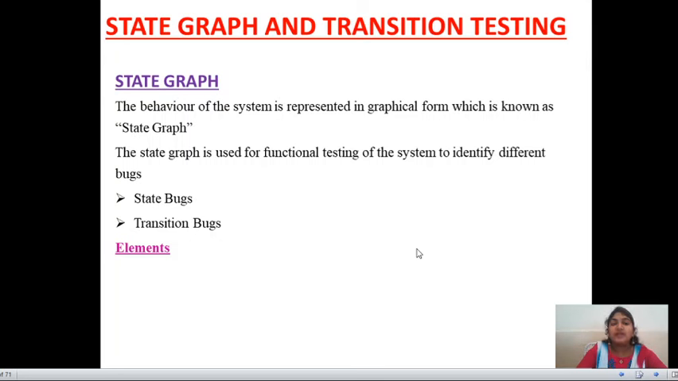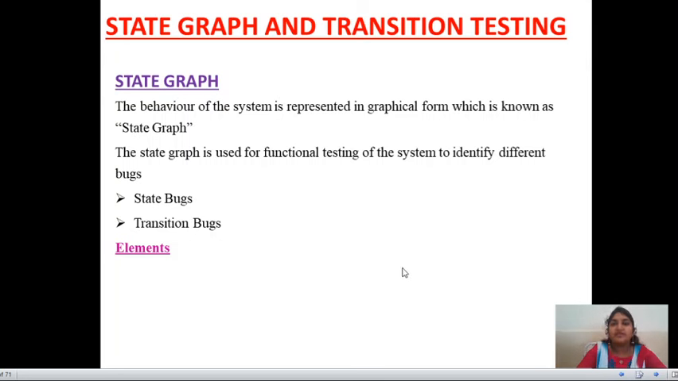Before that, what is meant by bug? A bug is nothing but a problem or error. Whenever bugs are raised in the state testing, they are known as state bugs, and the bugs that are raised in the transition from one state to another state are known as transition bugs.